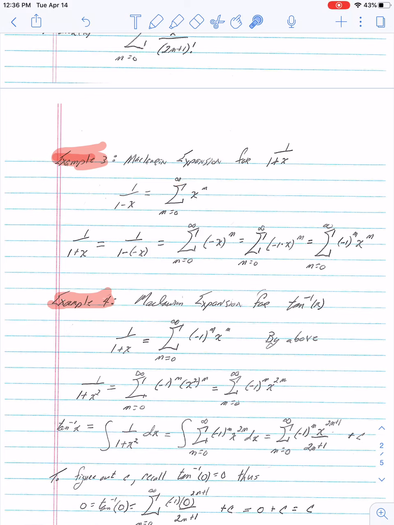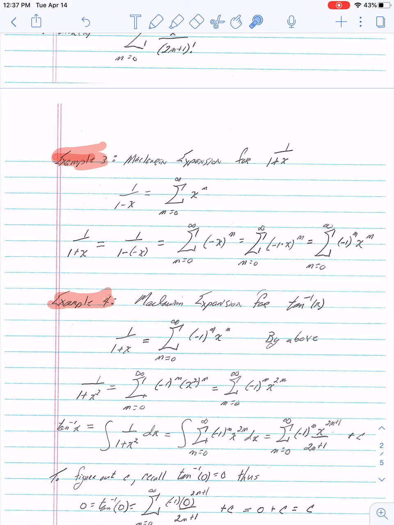So if I want 1 over 1 plus x, I just have to figure out how to write it like this. Well, I could write it like that by 1 over 1 plus x is the same as 1 over 1 minus a minus x, right? Because minus a minus x is plus x. What does that do for me? Well, everywhere I see an x here, I replace it with a minus x.